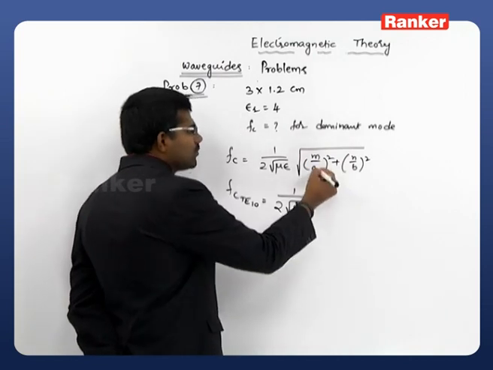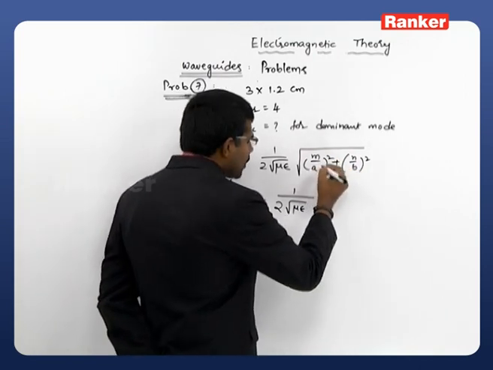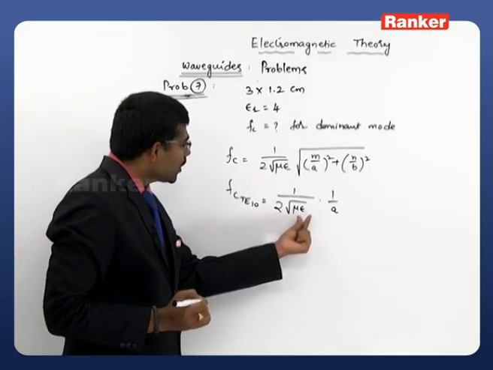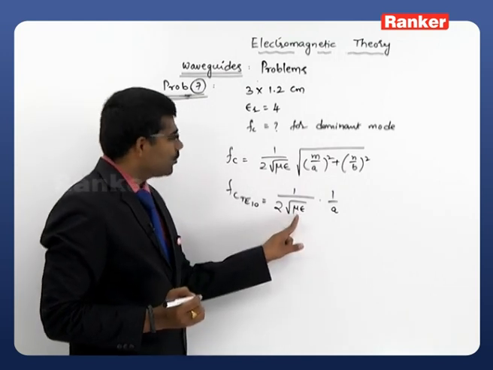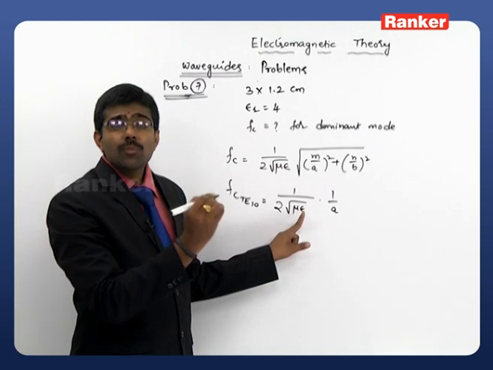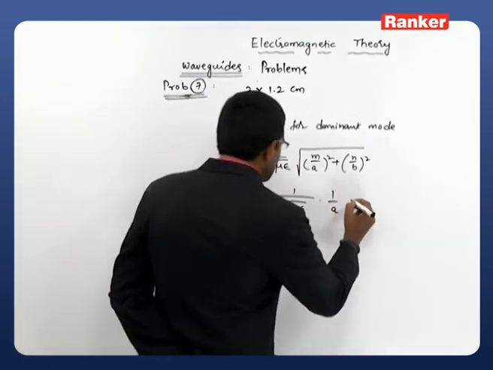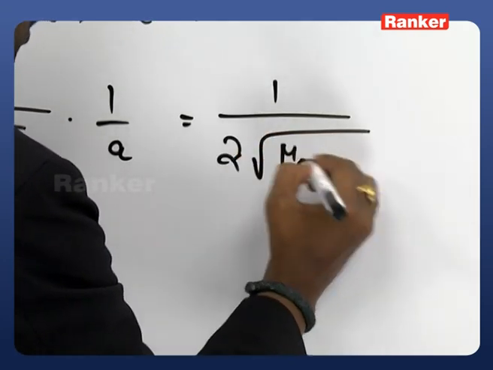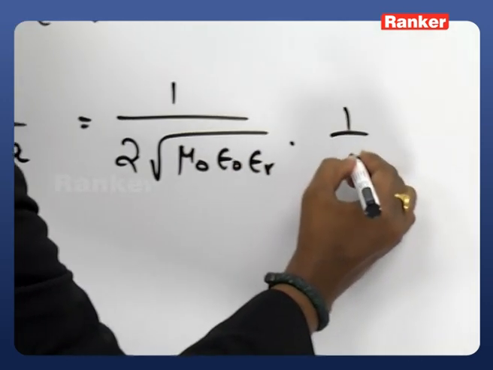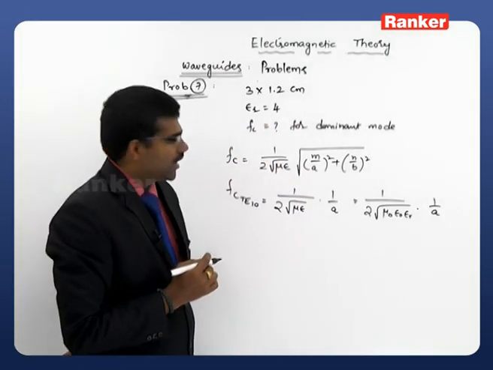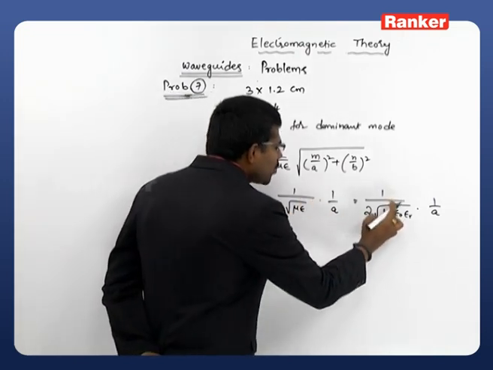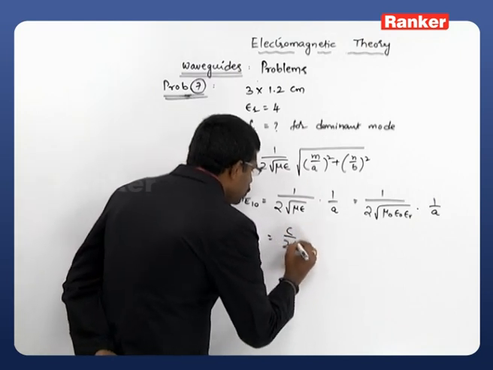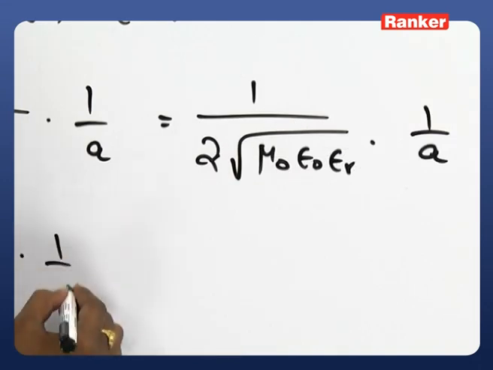So for TE10 mode, fc is equal to 1 by 2 square root of mu epsilon, with m equal to 1 and n equal to 0. This will be cancelled, so 1 by a square, the left term is 1 by a. Now instead of mu and epsilon, what you can write? Instead of mu, you can write mu naught. Instead of epsilon, you can write epsilon naught into epsilon r. So this can be modified as 1 by 2 square root of mu naught epsilon r, divided by a. 1 by square root of mu naught epsilon naught can be written as c. So this can be written as c by 2 square root of epsilon r into 1 by a.